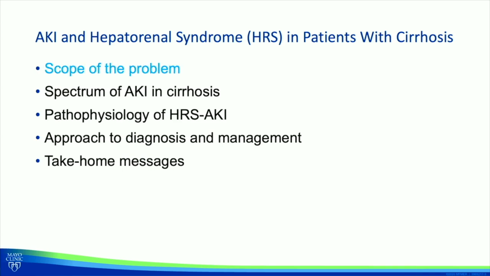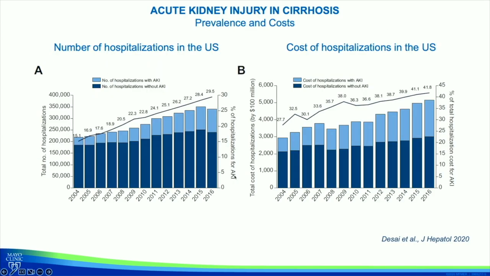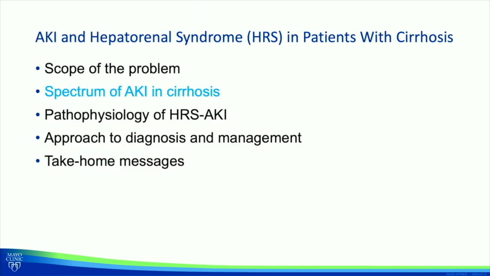First, how big is the problem? This study shows you the percentage of patients with acute kidney injury among hospitalized cirrhotics is increasing. Approximately 1 in 4 of your hospitalized patients will have acute kidney injury. And when they have acute kidney injury, it's going to be more expensive, and they're going to stay in hospital longer. What are the types of kidney injury these patients are going to have?